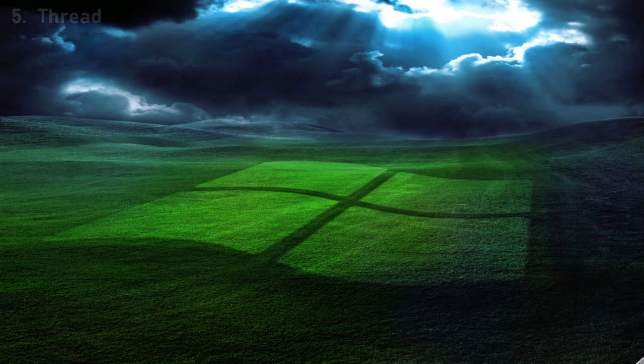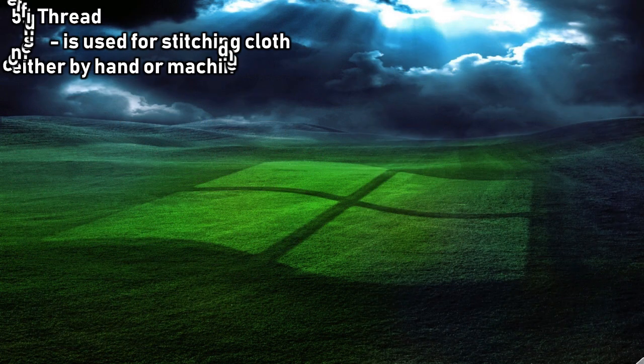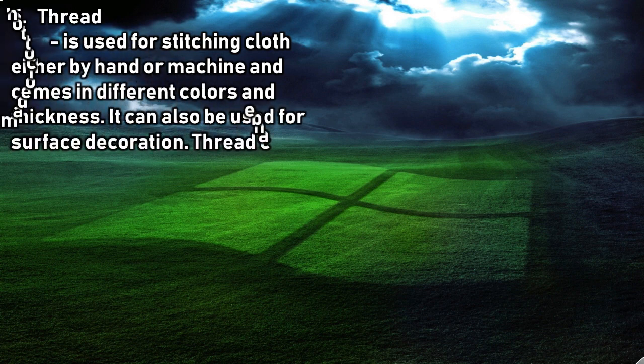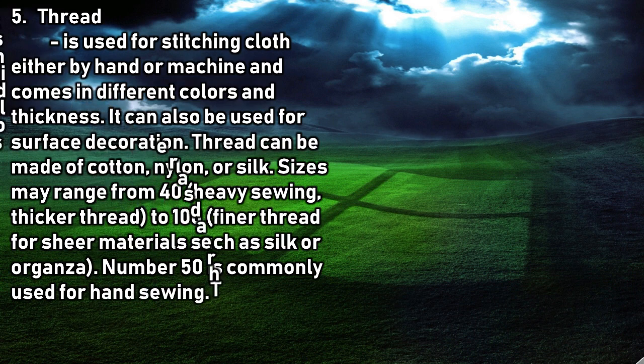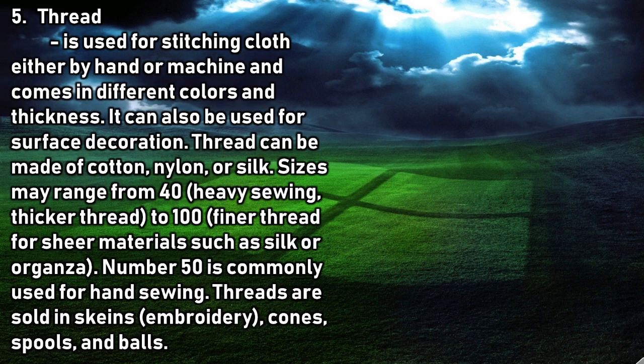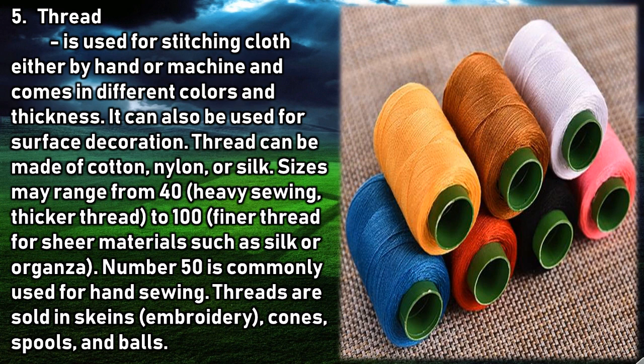3. Thread. It is used for stitching cloth either by hand or machine and comes in different colors and thickness. It can also be used for surface decoration. Thread can be made of cotton, nylon, or silk. Sizes may range from 40, heavy sewing, thicker thread, to 100, finer thread for sheer materials such as silk or organza. 50 is commonly used for hand sewing.